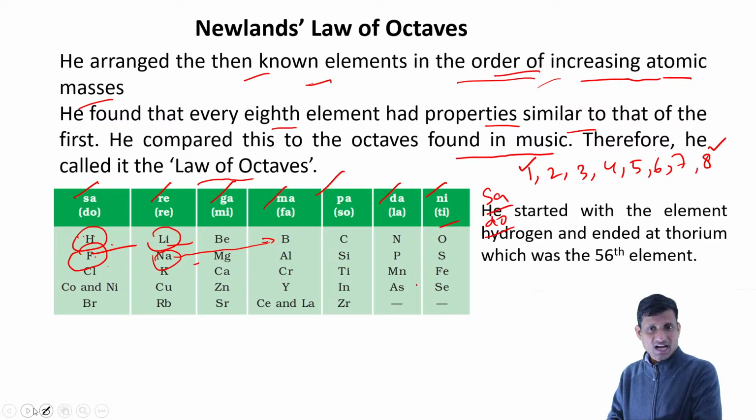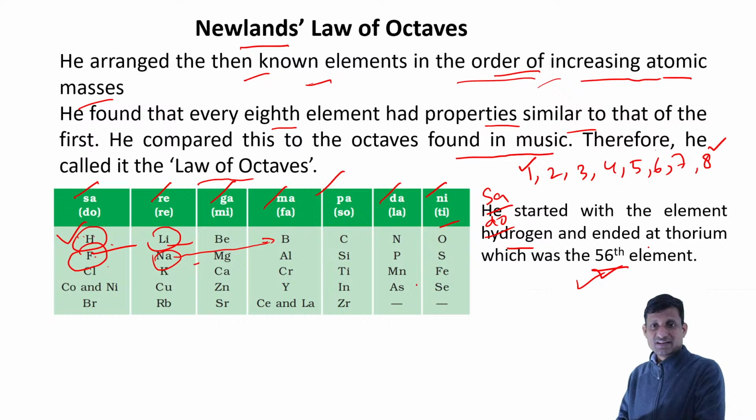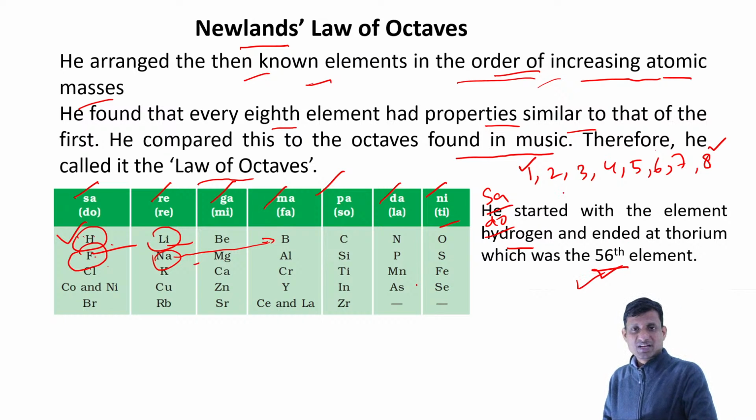And at that time, actually 56 elements were known to us. So he started with his table, or periodic table, where he tried to arrange the elements, starting with hydrogen and ending with the 56th element, that is thorium. At the time when he was working, a total of 56 elements were known to us, so he arranged all 56 elements based on the octave rule, starting with hydrogen and ending with thorium.